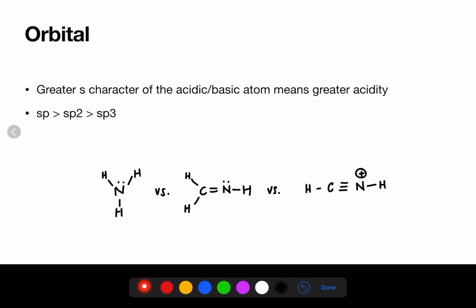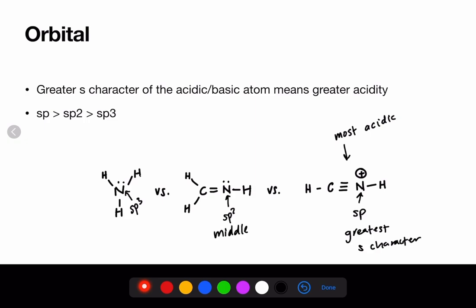So, let's look at it for these three molecules below. If you remember, you would already be able to tell this molecule is the most acidic simply based on formal charge. But let's also go through and find the S character, the hybridization for each of them. This nitrogen has 4 electron groups, it is sp3. This nitrogen has 3 electron groups, it is sp2. And this nitrogen has 2 electron groups, it is sp. So this has the greatest S character. This is in the middle, and this is the least.